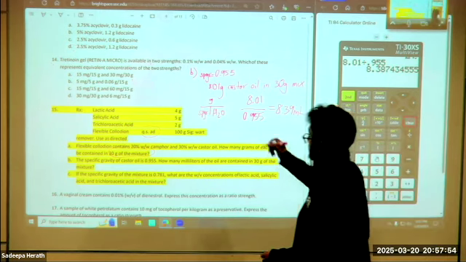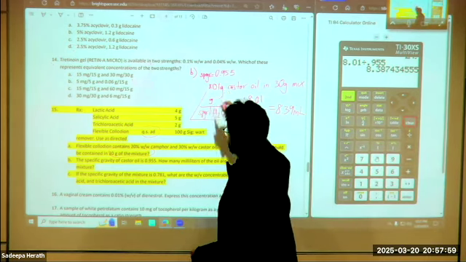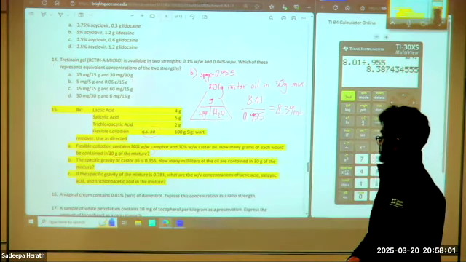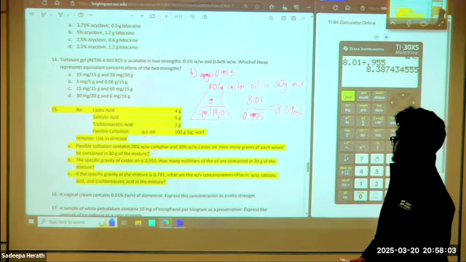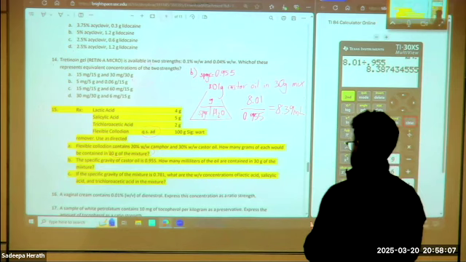Let's see how our little pyramid comes in handy. Very cool. All right. Let's go ahead with C.